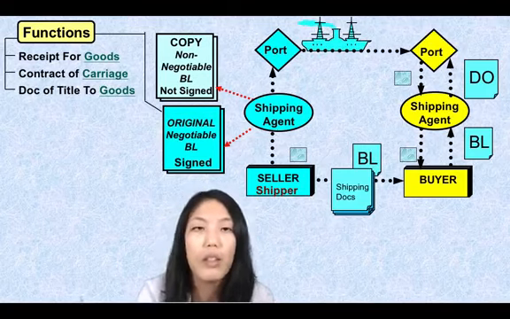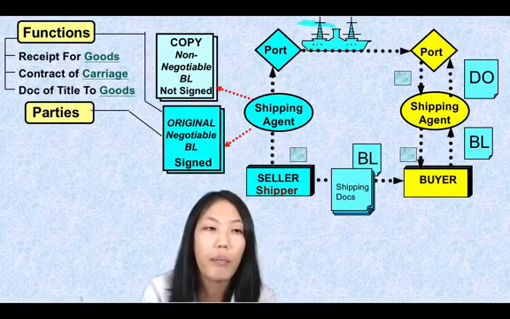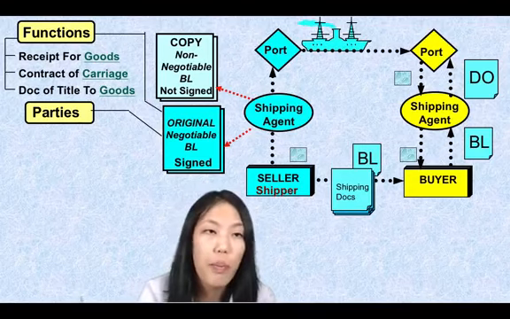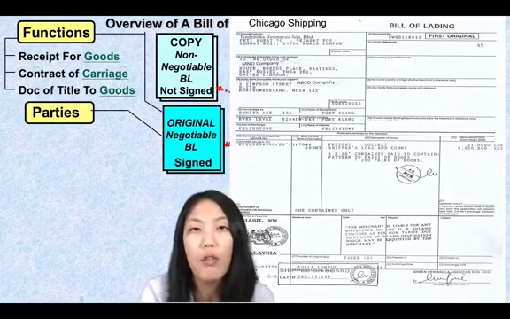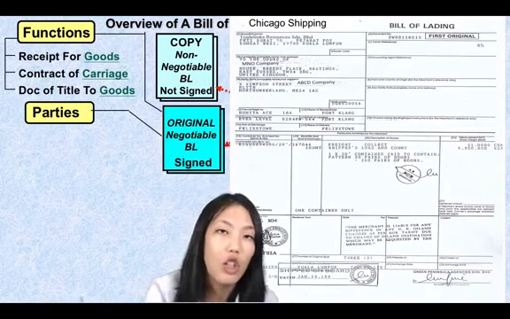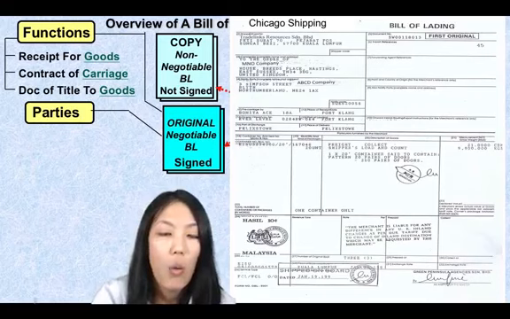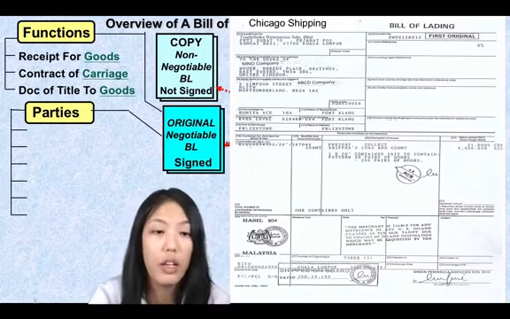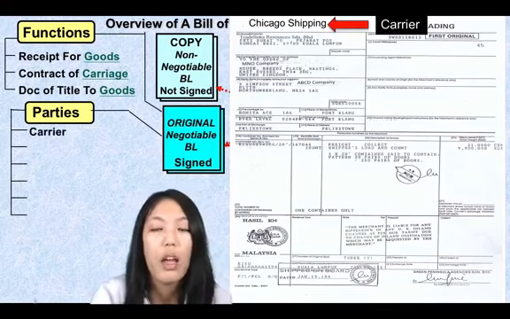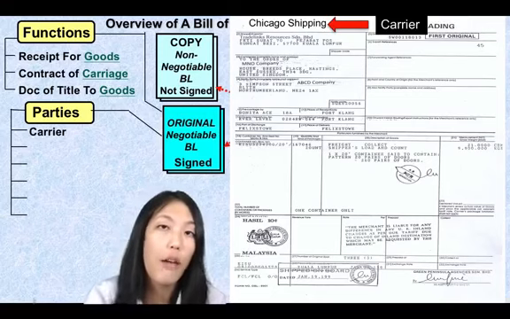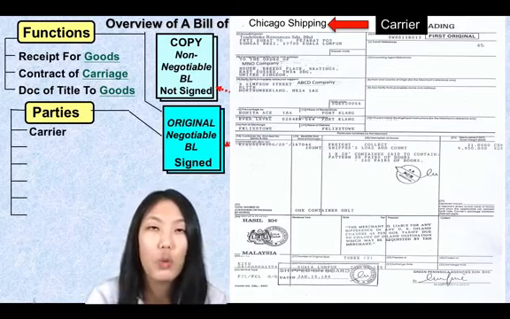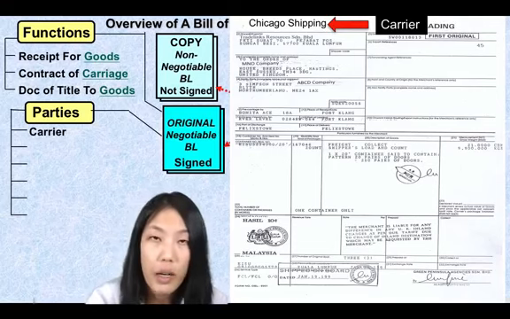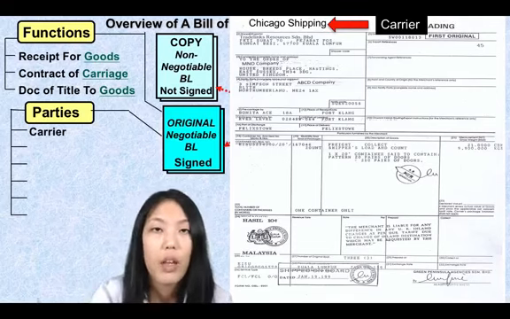So who are the parties involved in the bill of lading? I would like you to pause here and download a sample copy of the bill of lading in the link in the description box below. Now, one of the parties involved in the bill of lading is the carrier. As you can see, I provided you a sample copy of a bill of lading which will indicate the respective parties in the bill of lading.